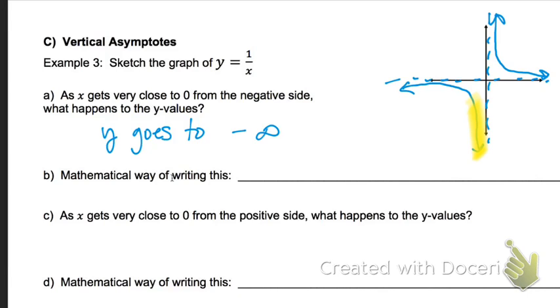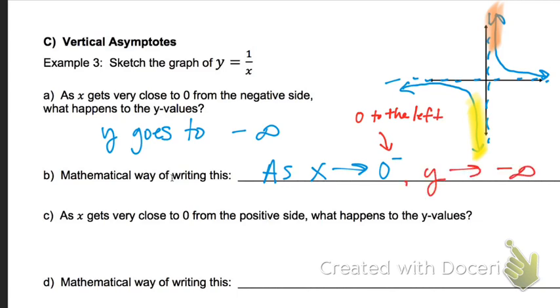Yeah. The mathematical way of writing this is as x goes, and the arrow just means goes, to 0 from the left side. So when you put a negative, because it's going to 0 in 2 places, you see how it's going to 0 from the left and from the right? There's another one up here that's from the right. So this is 0 to the left. We say y goes to negative infinity.